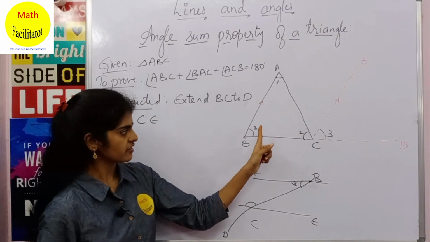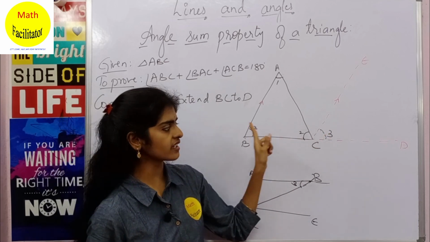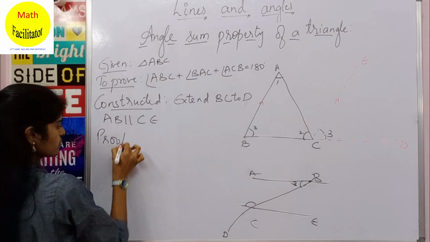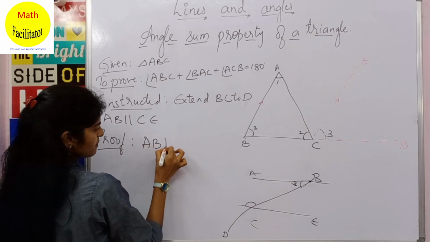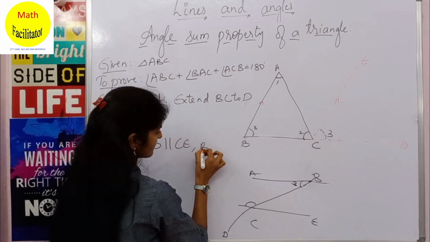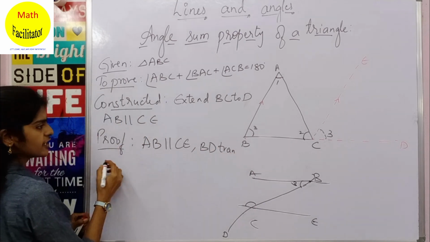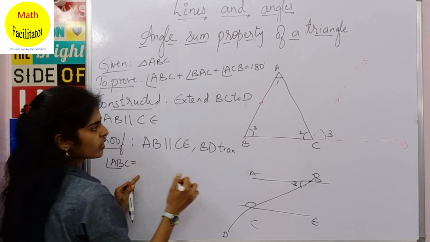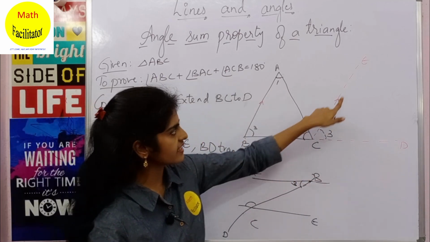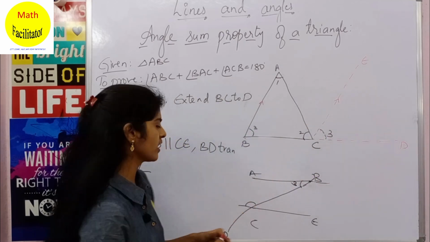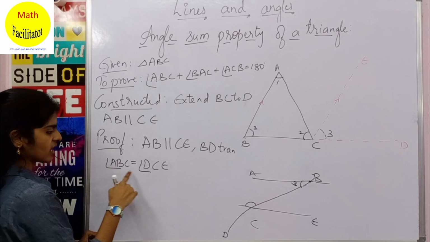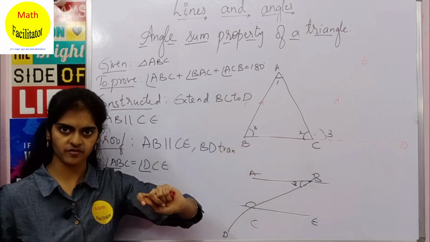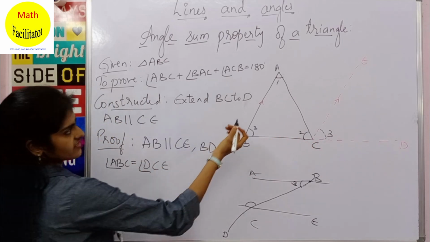Okay, so now see, we have got this as angle 3 because these are corresponding angles, considering AB is parallel to CE. Okay, so let us write this step now. Proof. So you have considered AB parallel to CE and BD is the transversal. Then you got angle ABC equal to angle DCE. Now these two angles are equal because they are corresponding. Why? Because AB is parallel to CE and BD is the transversal. Clear?